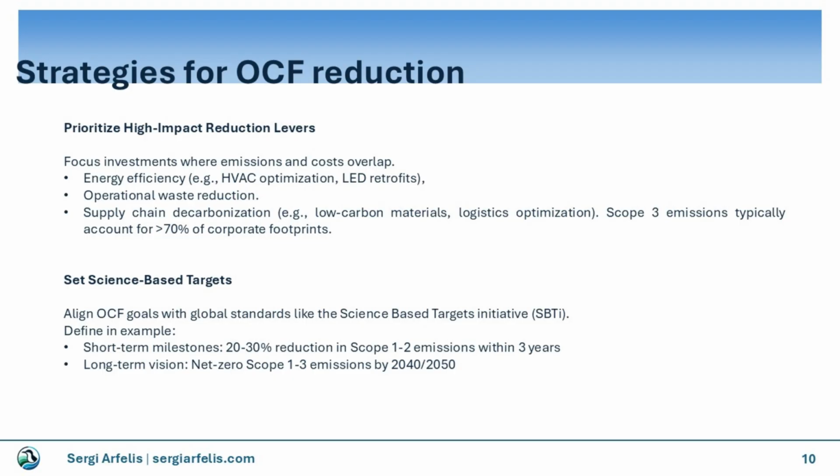Supply chain decarbonization is another major lever, and here's why it's so important. For most companies, Scope 3 emissions, those from your value chain, account for more than 70% of your total carbon footprint. So even if you make your own operations completely carbon neutral, you're still only addressing less than 30% of your impact. This is why engaging suppliers, optimizing logistics, and sourcing low-carbon materials can be game changers.